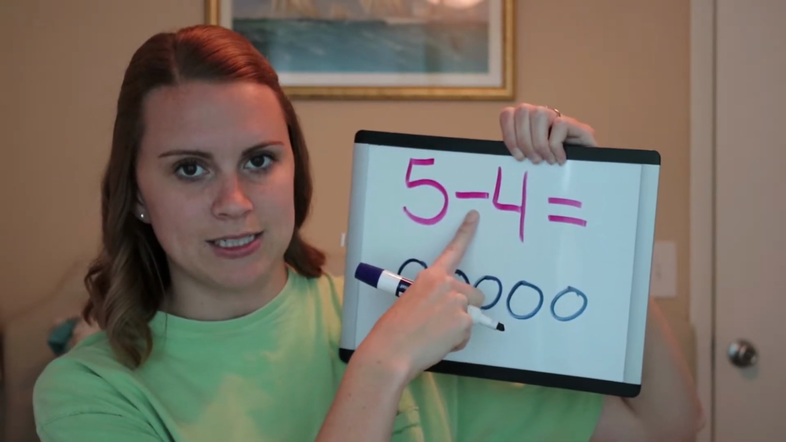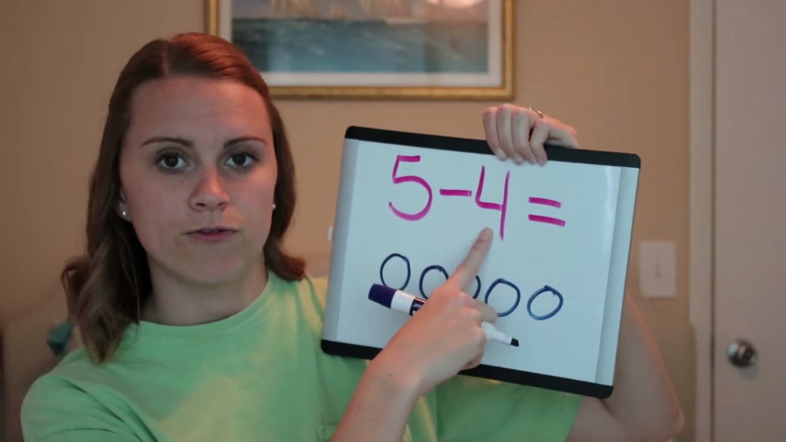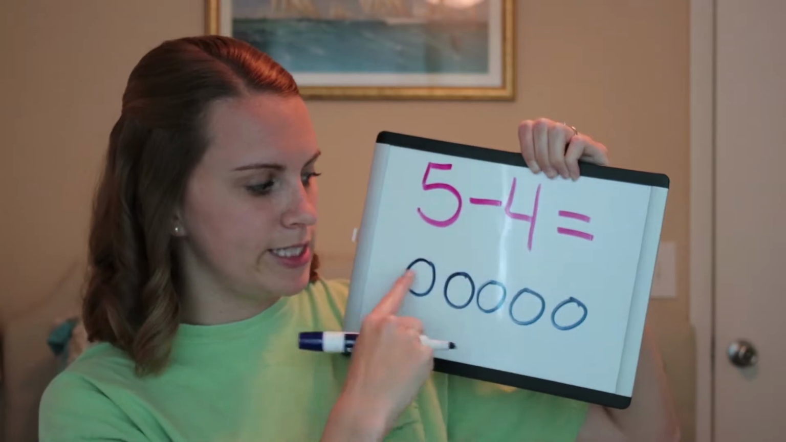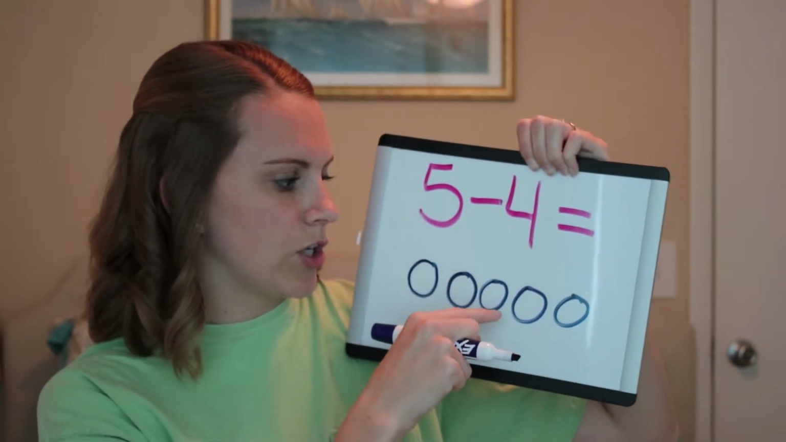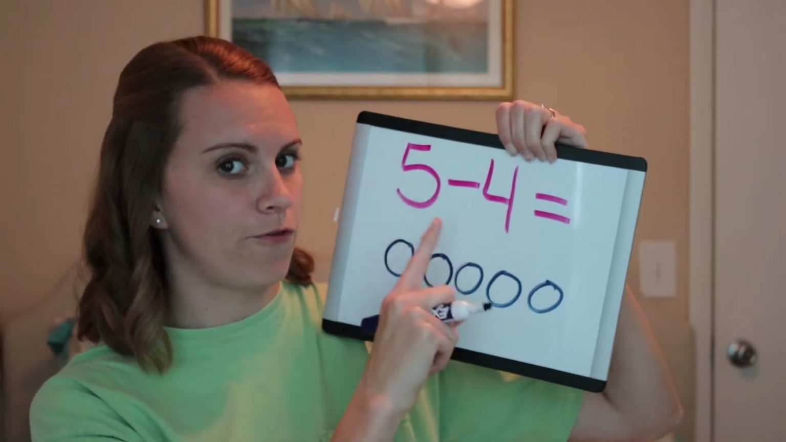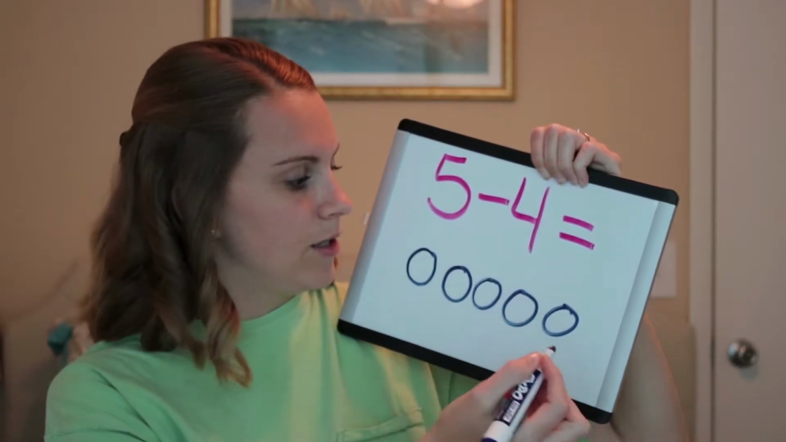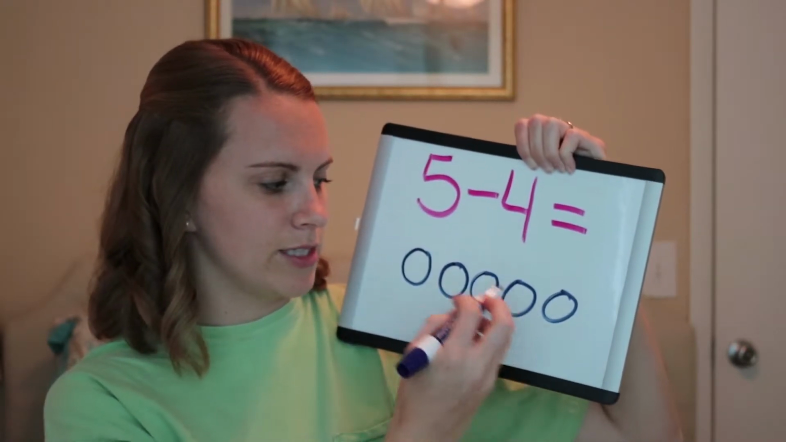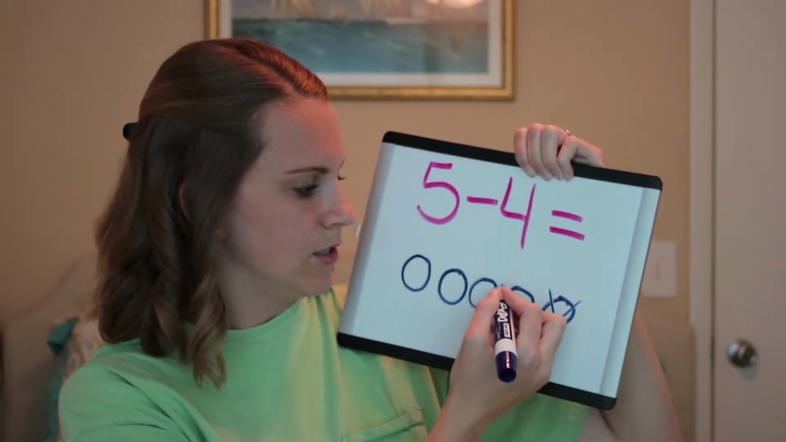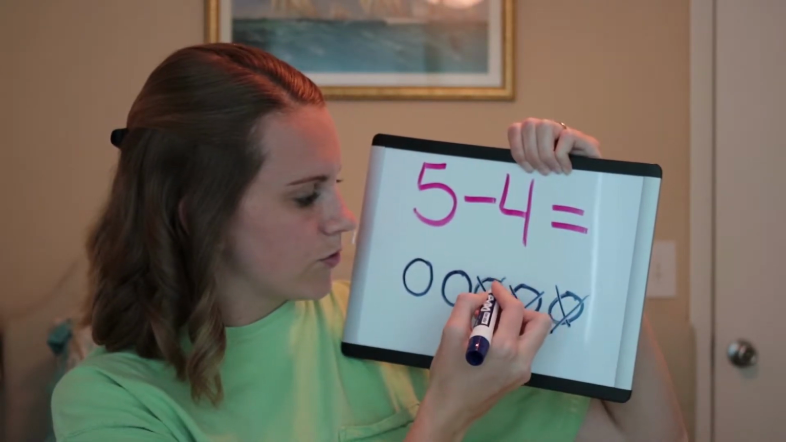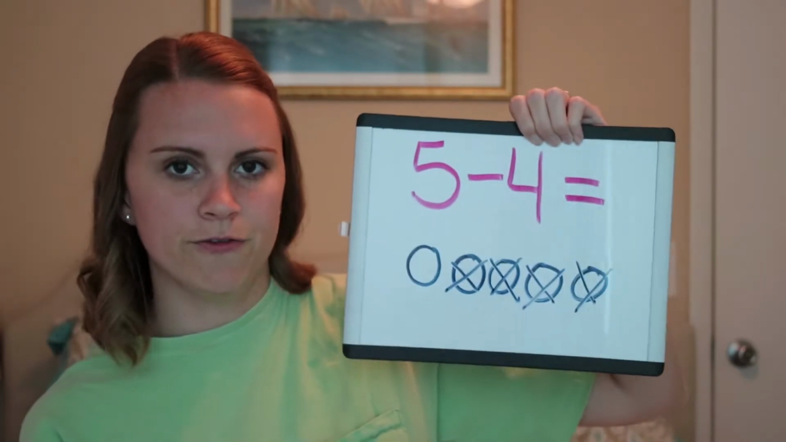And now we're going to minus, which means take away. How many are we going to take away? 4, right? So in order to take these away, we are going to draw X's through them. So we need to draw X's through how many? 4. It doesn't matter which ones you X out, but I would keep them kind of close together instead of spreading them out. So I'm going to start from the back. 1, 2, 3, 4. I X'd out 4.